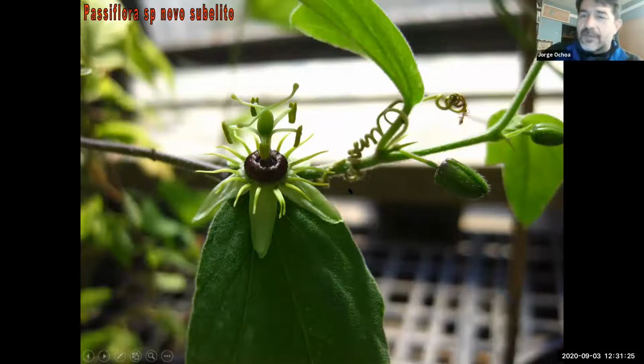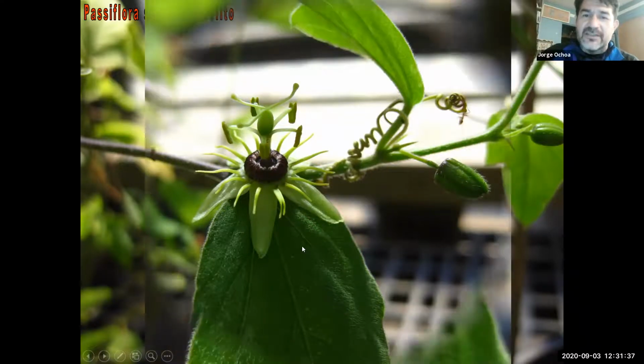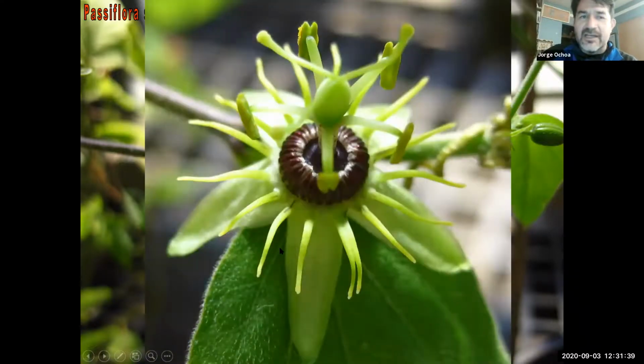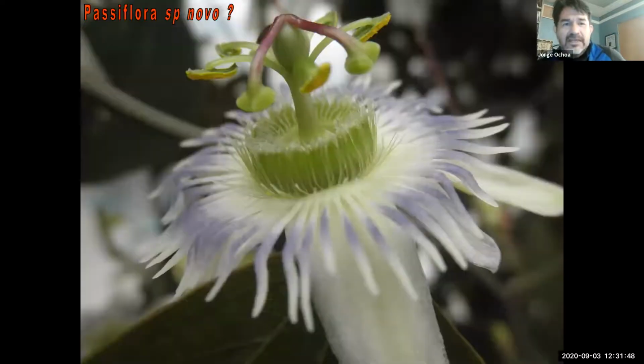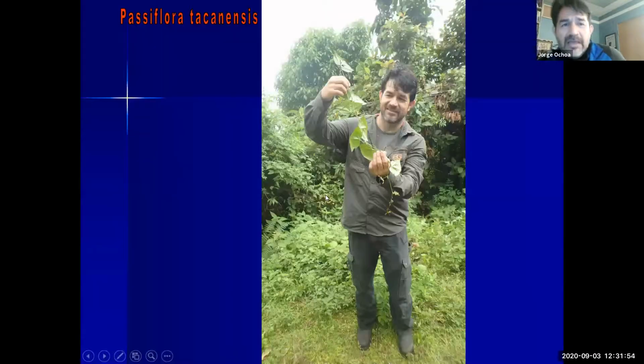I had several opportunities to grow what we refer to as new species. So when you see sp. nov., meaning species new, we think it's a new species, and we're doing some work into figuring out and determining if it's a new species or not. So we're calling that a new species Subelito. New species Occidentalis from Colombia, very fragrant. And then a new species, and I'm not sure where this one is from, that I was able to grow.